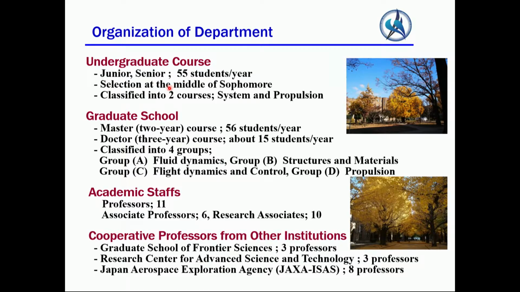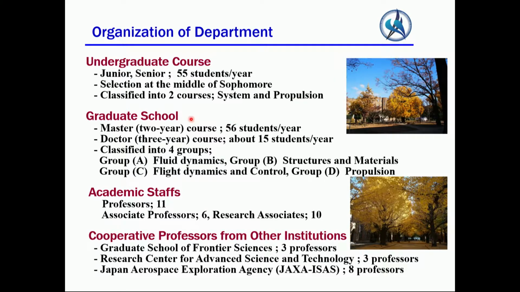And they are selected in the middle of sophomore year. So fortunately, our department is very popular with the students. So we have very excellent students from Komaba campus. And they are classified into 2 courses, systems course and propulsion course. So of course, I belong to the propulsion course.